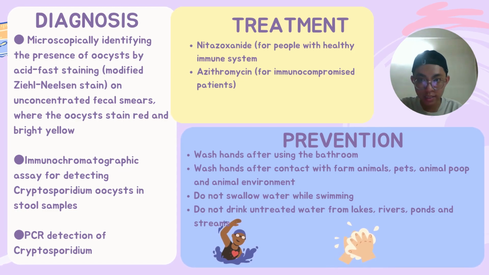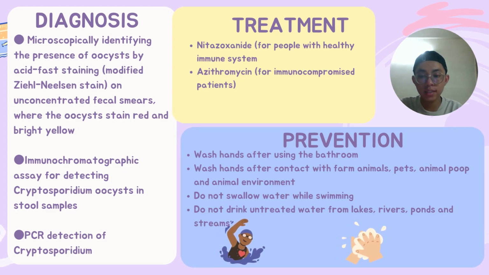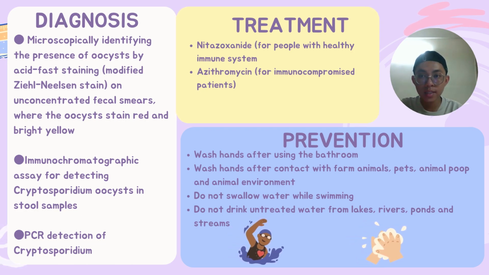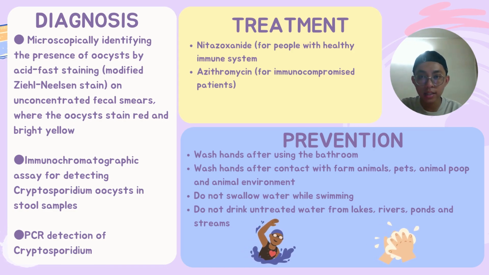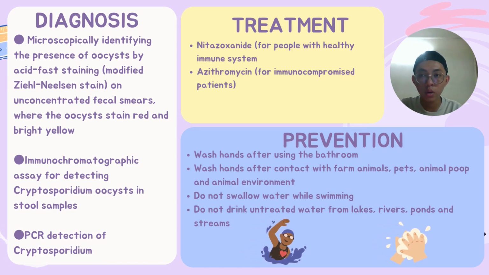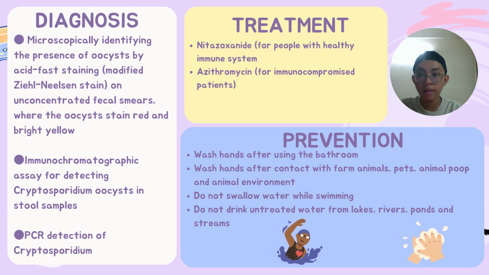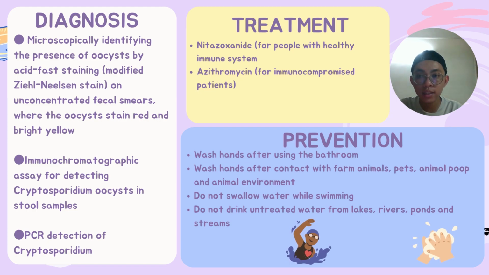Now, we are moving on to the diagnosis, treatment, and prevention of cryptosporidiosis. The first one is diagnosis. There are several ways to diagnose cryptosporidiosis. One is microscopically identifying the presence of oocysts by acid-fast staining, which is the modified Ziehl-Neelsen stain, on unconcentrated fecal smears, where the oocysts stain red and bright yellow. Next, we can also do the immunochromatographic assay for detecting Cryptosporidium oocysts in stool samples. And lastly, using PCR detection of Cryptosporidium.